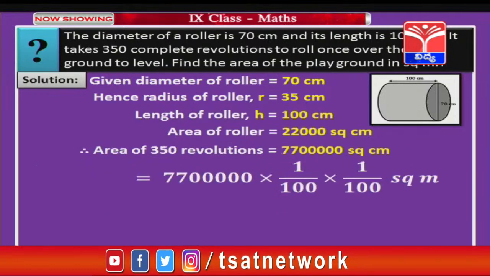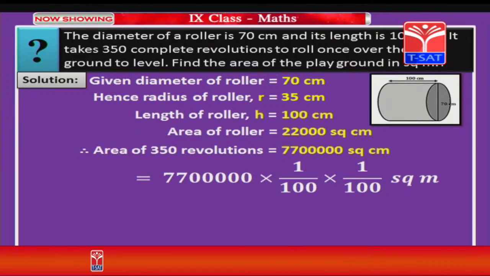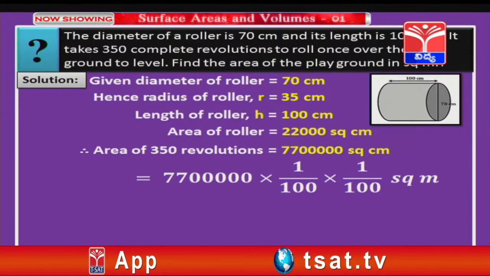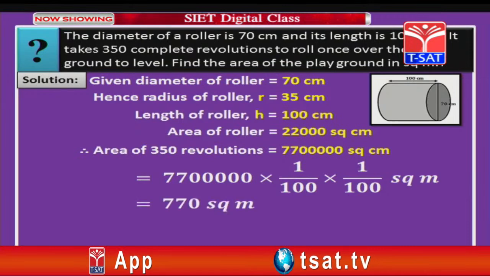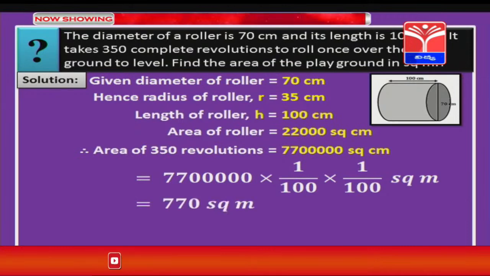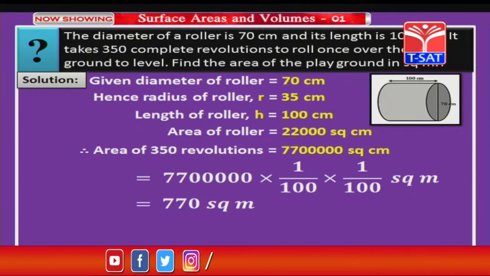Yes, we are going to multiply by 1 by 100 into 1 by 100, or you will divide it by 100 into 100. Okay children. So, on dividing this or on simplification, we get 770 square meters. Let us move on to our next problem children.